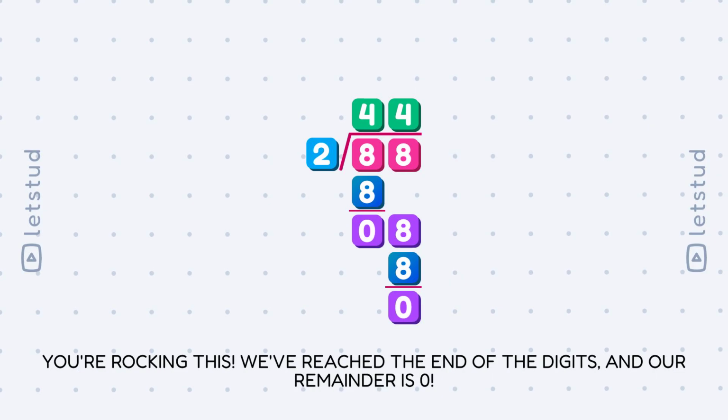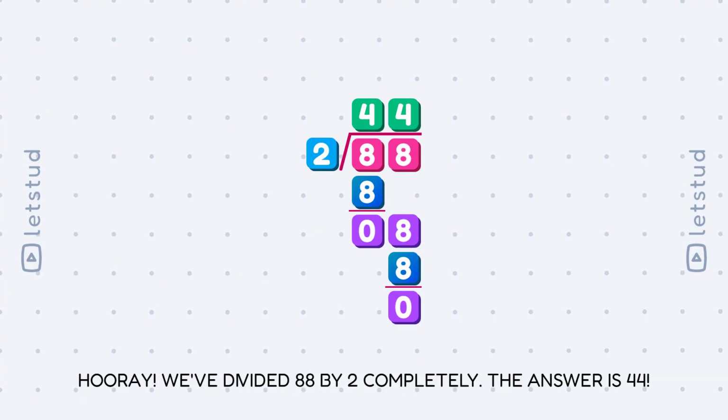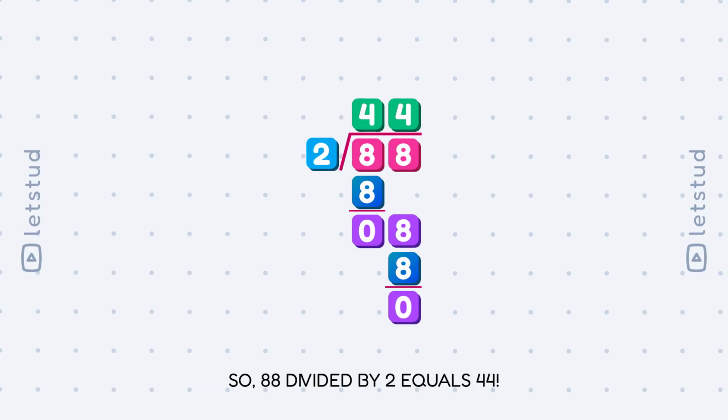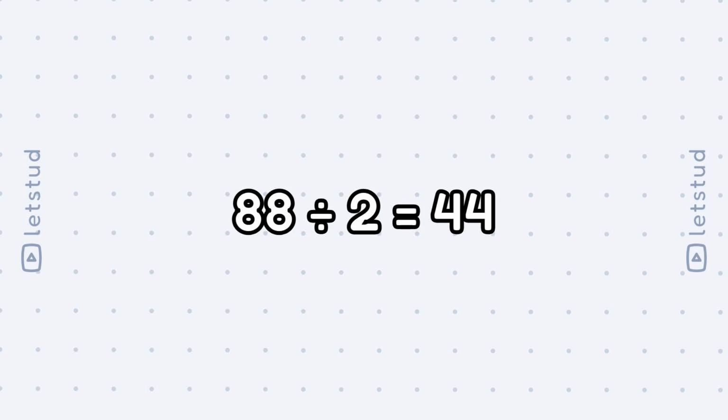We've reached the end of the digits and our remainder is 0. Hooray, we've divided 88 by 2 completely. The answer is 44. So, 88 divided by 2 equals 44. We did it. We conquered dividing 88 by 2. Remember, every long division problem is just a series of smaller, manageable steps.